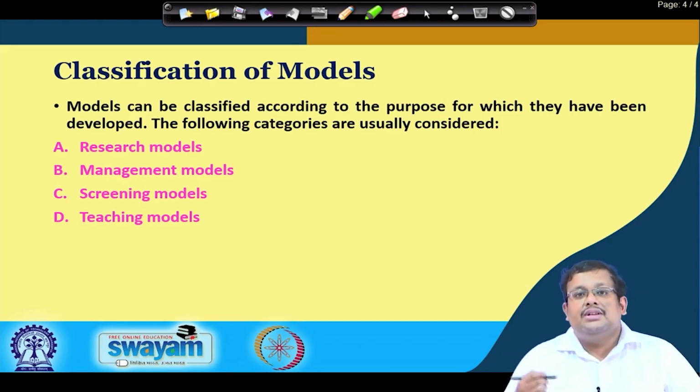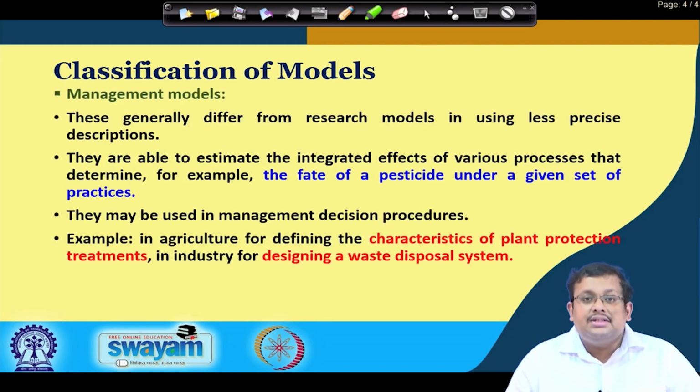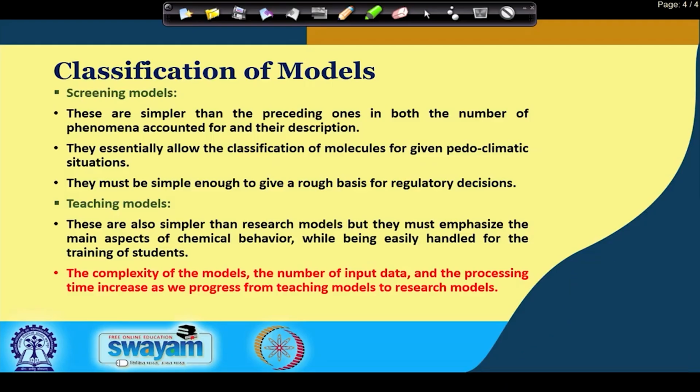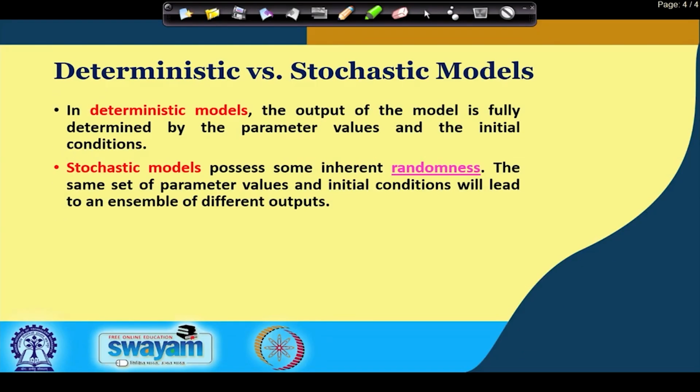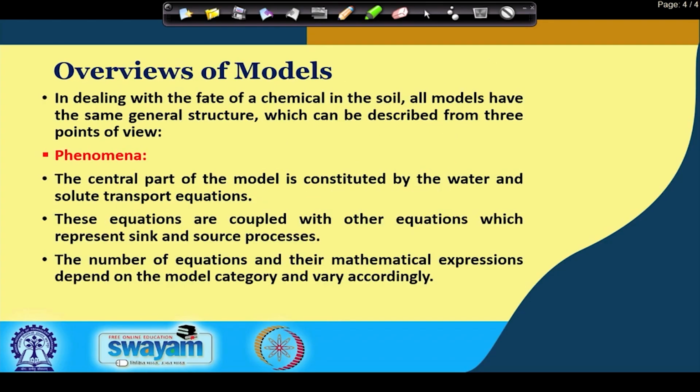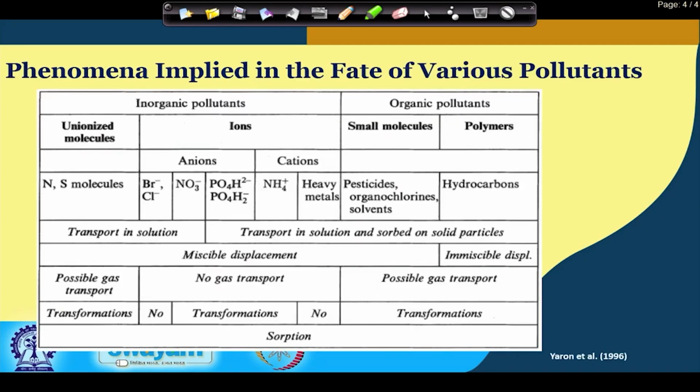Teaching models are generally used for teaching the students, whereas the research models are used with strict assumptions and with accurate measurement of different parameters and inputs. So, we have covered these 4 different types of models. Remember that management models are generally used for management decision procedures. And also we have covered the deterministic and stochastic model. Remember, the major characteristic of the stochastic model is randomness. Then we covered the phenomena, which is one of the major aspects of these pollutant fate models.